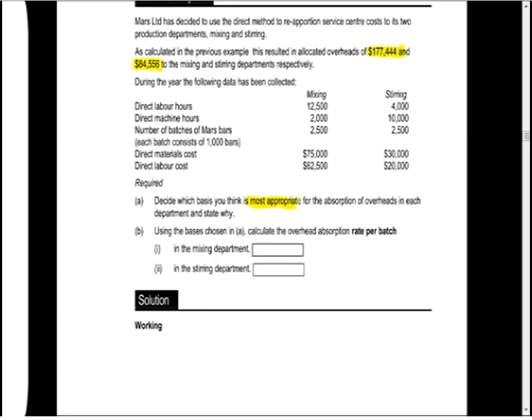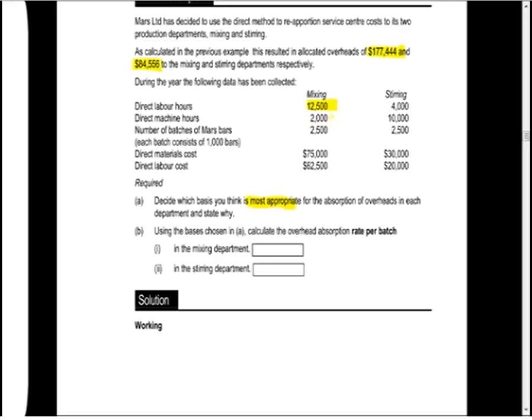So in the department that's responsible for mixing, we have to decide what would be the best way to absorb the overheads. Well, we can see that the number of machine hours compared to the number of labour hours is significantly lower. So given that there are mostly labour hours involved in the mixing department, it seems that mixing is a very labour intensive process. So labour hours is going to be the best way for apportioning and absorbing our overheads.